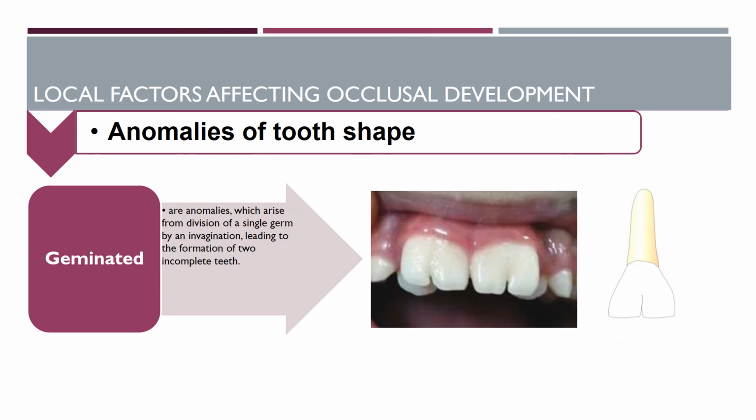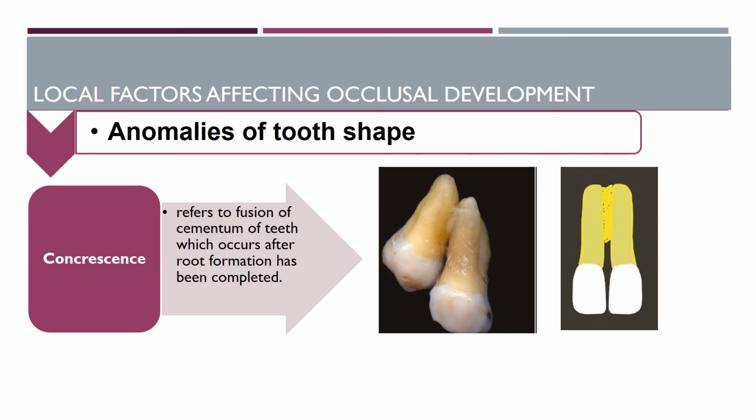Gemination is an anomaly which arises from division of a single germ by an invagination, leading to the formation of two incomplete teeth, while concrescence refers to fusion of the cementum of teeth, which occurs after root formation has been completed.